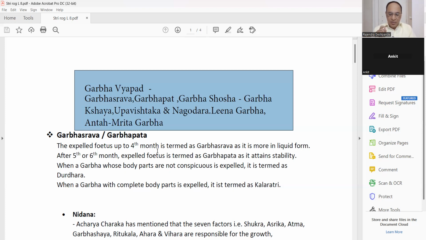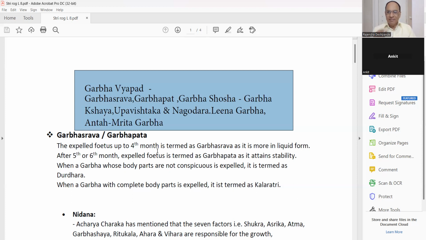Sutika roga Granthokta Sankhya, how many, and the classification according to the Nidan. Sadhya Sadhyatva, prognosis. Samanya Chikitsa Sutra. Sutika Jvara, puerperal fever. Sutika Shoth, edema. Sutika Makkal. Sutika Vidradhi or Rakta Vidradhi.